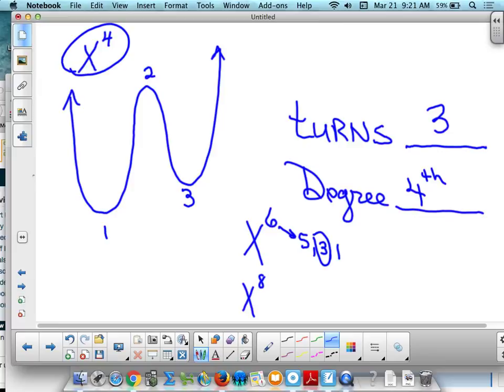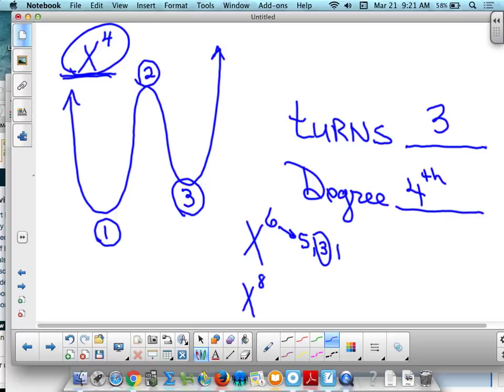But here's the deal. All I really care about is what's the least degree it could be? X to the 4th. Just give me the least degree. Don't give me any option. Oh, by the way, what's the secret here? Take the number of turns and add 1. Add 1, and then you get to 4 and you're done.